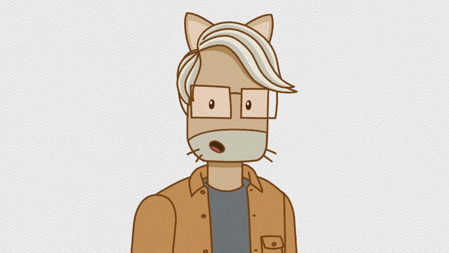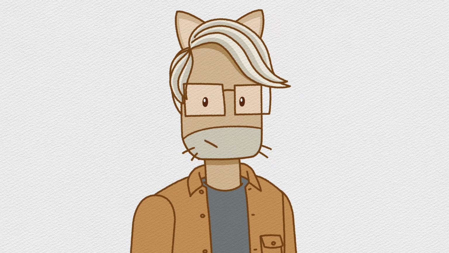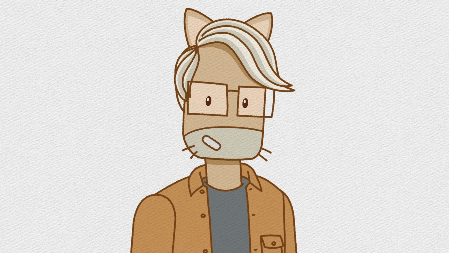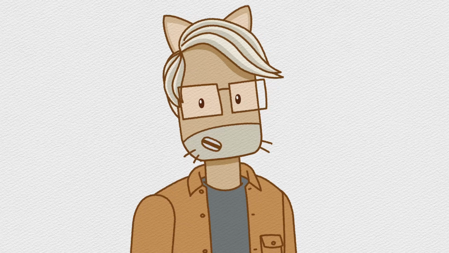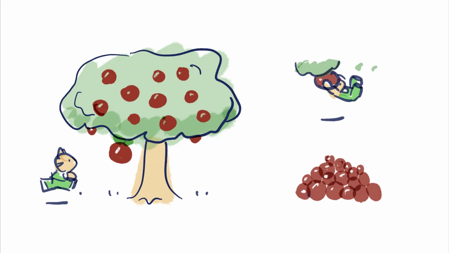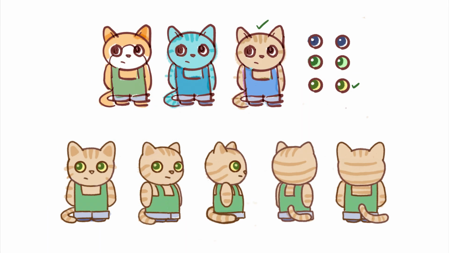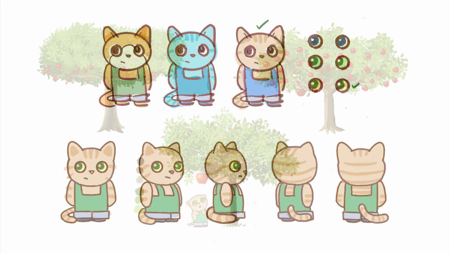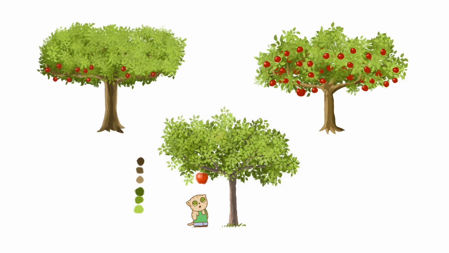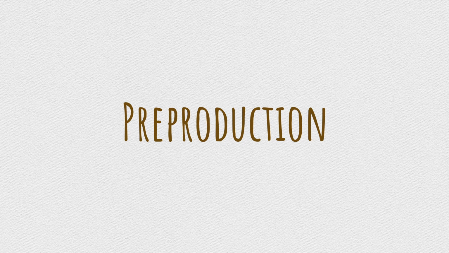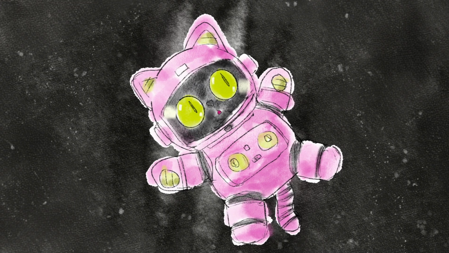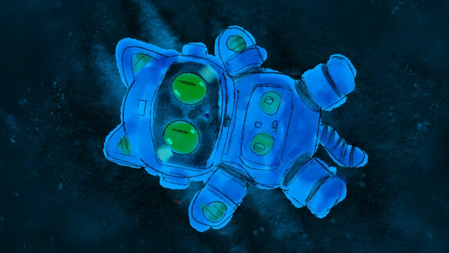If this cartoon had a more complicated story, the next step would be to write a script. But because it's only 25 seconds long, and there's no dialogue, we can move on to other things. Next, I work on concept art and designs for our story. Here are my designs for Apple Cat and the apple tree, and a few drawings of Apple Cat doing what apple cats do. Coming up with ideas like this is called pre-production, and it's the first stage of making an animated cartoon. In pre-production, I try out different looks for my characters and the world they live in.